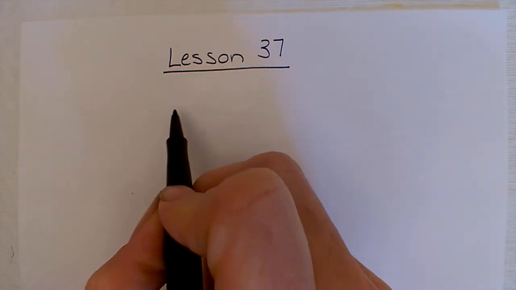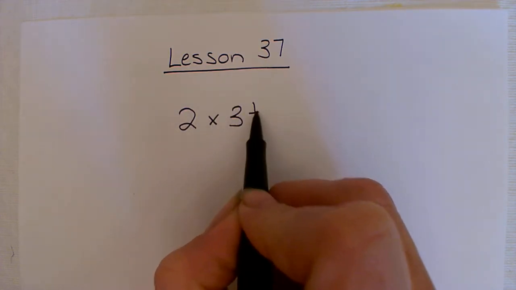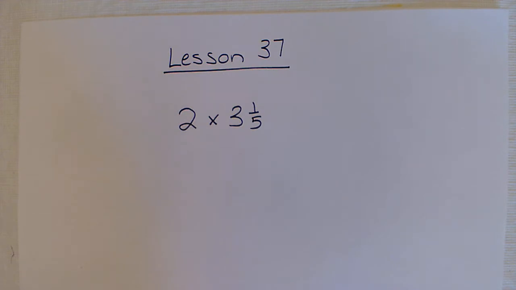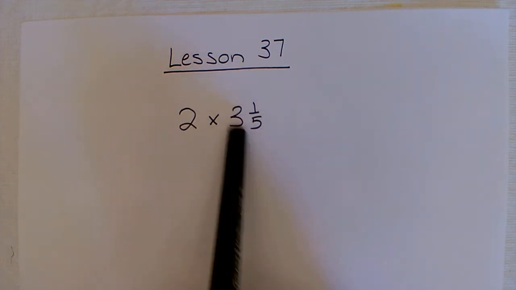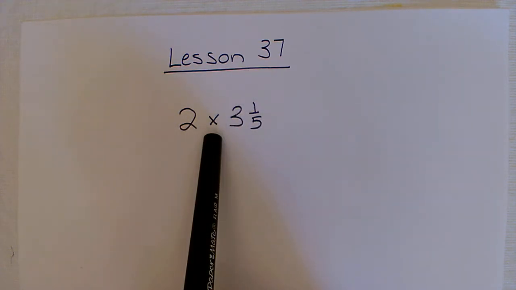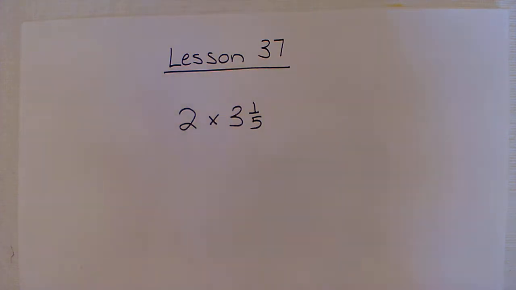So for our first problem, let's do 2 times 3 1/5. So remember that when we're multiplying and we see 2 times 3 1/5, another way of saying this is I could say that I have 3 1/5 2 times. Let's model this. Let's show this with a tape diagram.